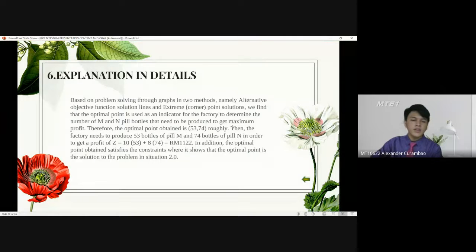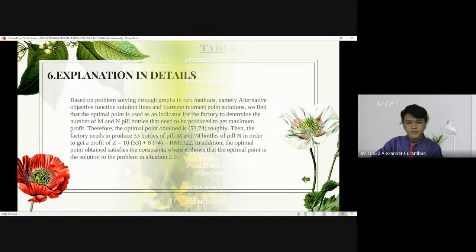Then the factory needs to produce 53 bottles of pill M and 74 bottles of pill N in order to get a profit of Z equals 10 times 53 plus 8 times 74, which is equal to 1,122 ringgit Malaysia. In addition, the optimal point obtained satisfies the constraints. It shows that the optimal point is the solution to the problem.